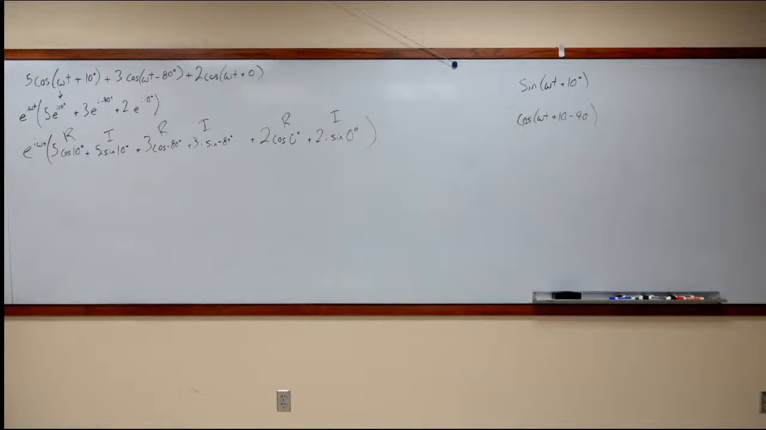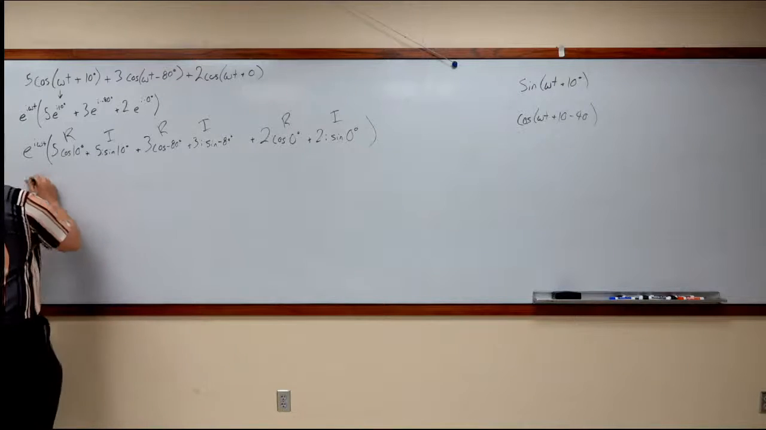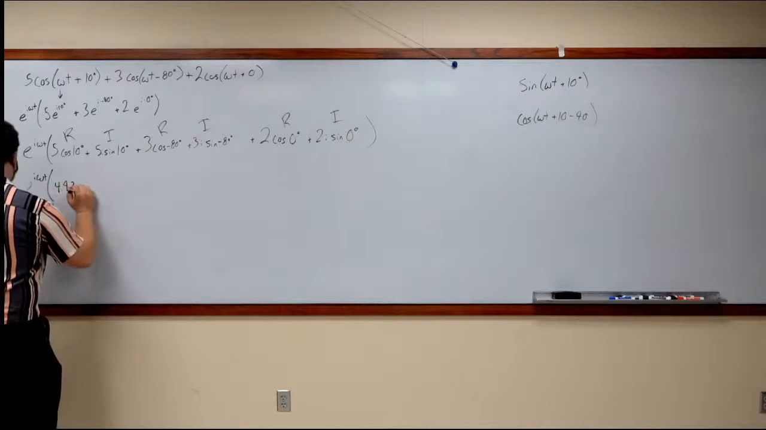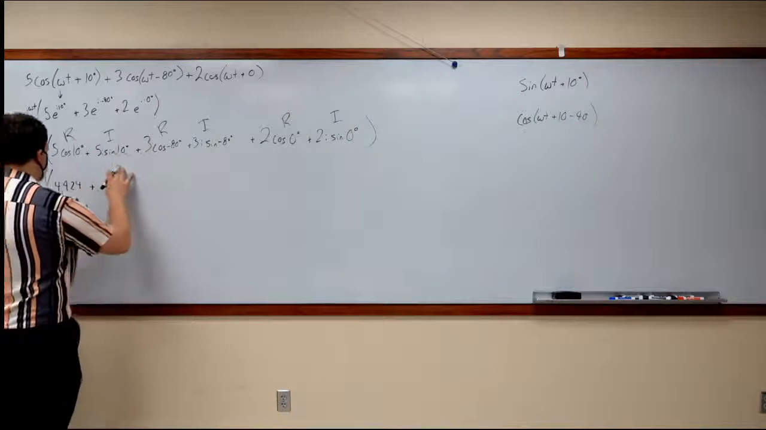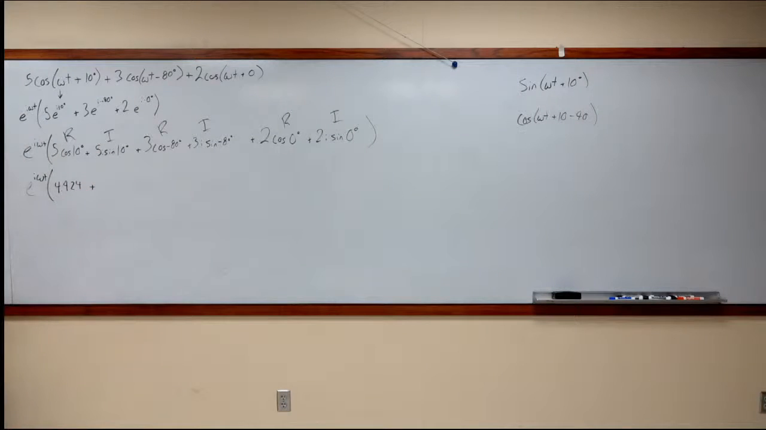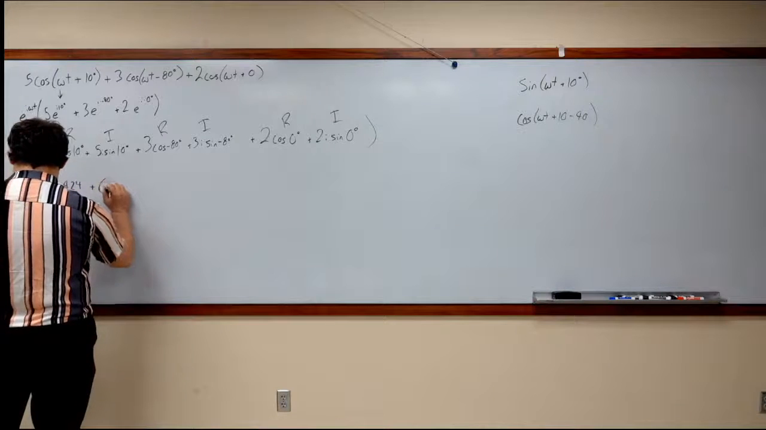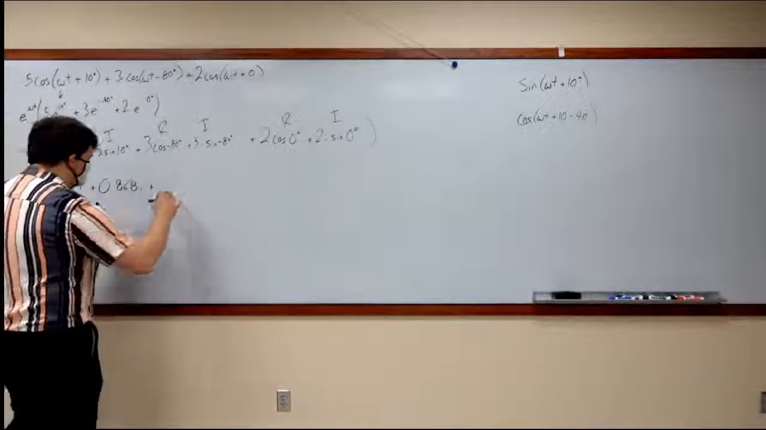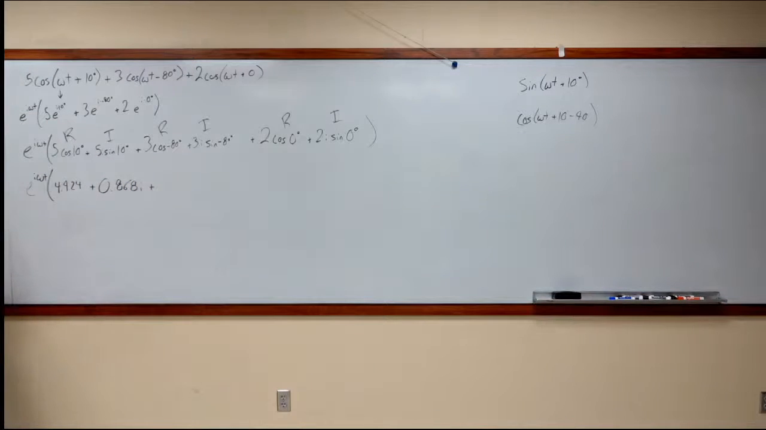5 times cosine of 10 degrees. This is equal to e to the i omega t times 4.924 plus 5 times sine of 10 degrees, 0.868i plus 3 times cosine of negative 80 degrees.